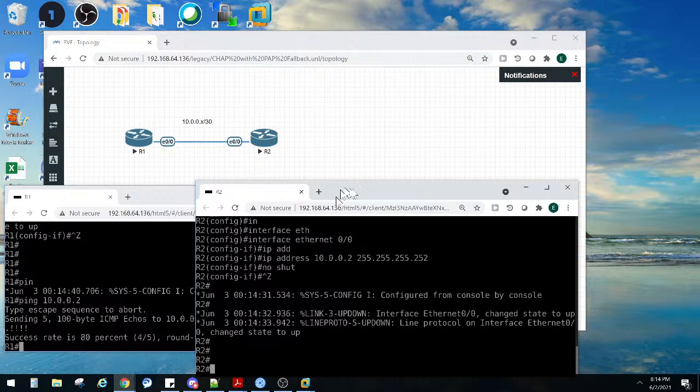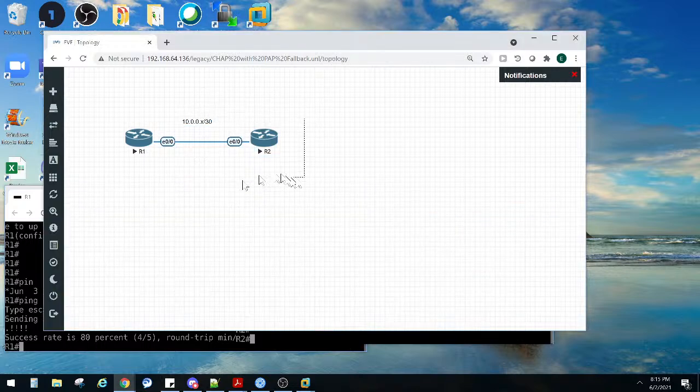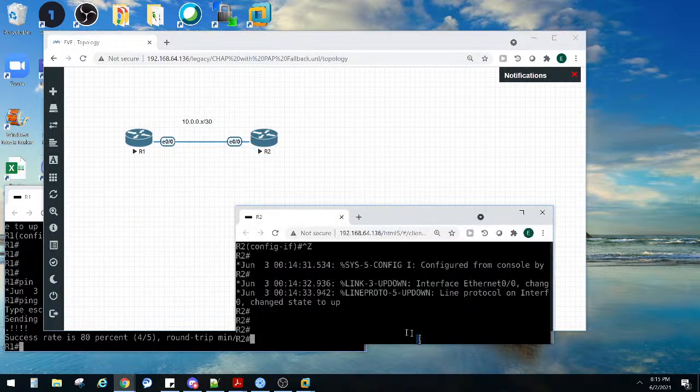That's the other reason why I don't like PuTTY. I mean, not PuTTY, but EVE. I can't do my little annotations. Y'all know how I like to draw all these little funky colors and stuff like that, and arrows and stuff, right?